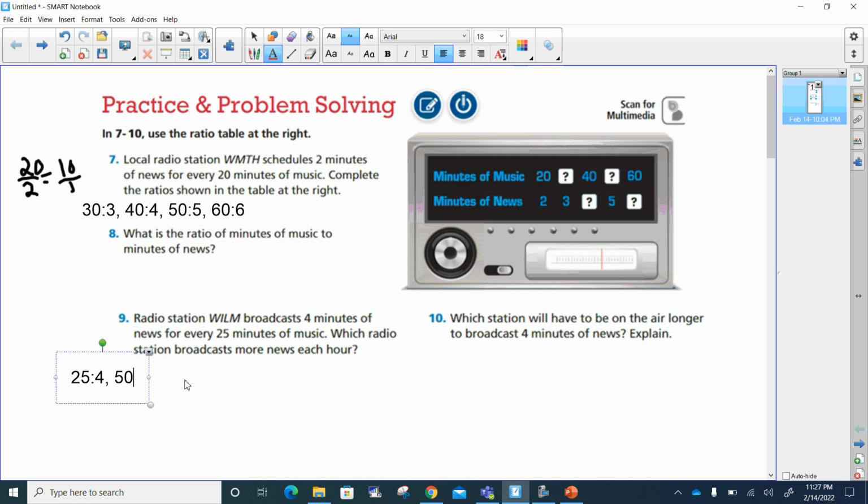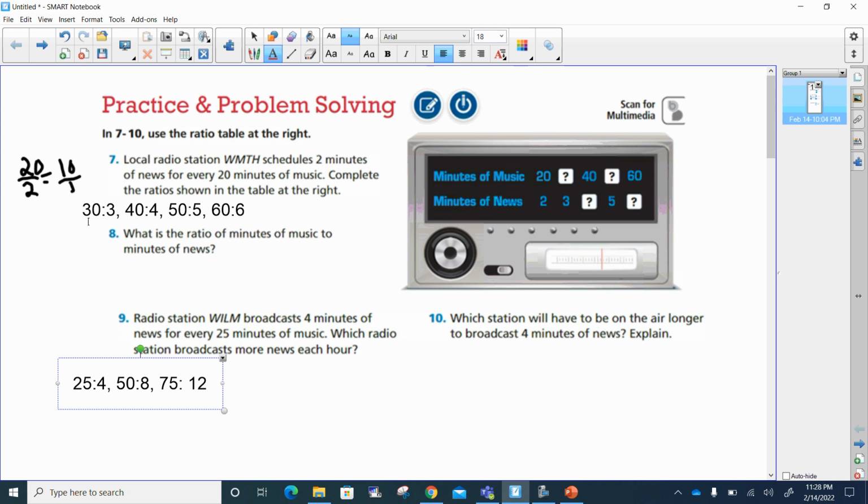Which would mean 50 minutes of music will give you, well, double that would be 8 minutes of news, right? Let's look at this ratio here. We're talking 50 and 8. At 25, I couldn't divide by 4, and I can't take 50 and divide it by 8 either. So I'm going to have to move on from there. Let's go to the next one. That would mean 75 minutes of music would give me 12 minutes of news, right?